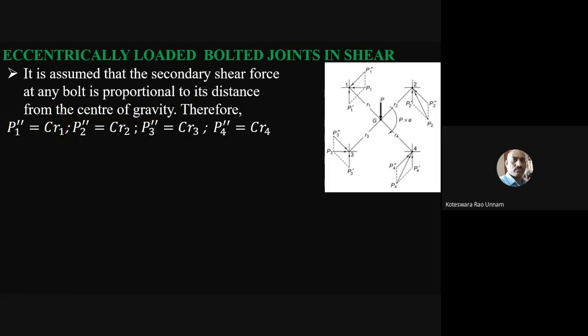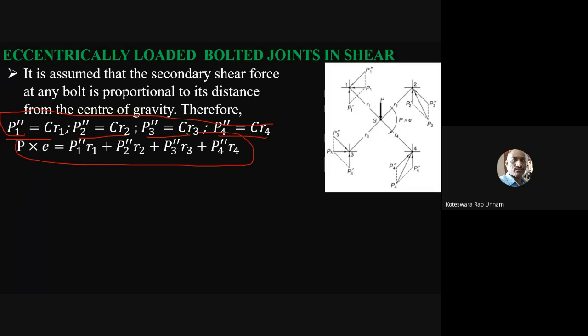So now how many equations do I have? This is one equation, second one, third one, and fourth one. Here 4 equations are there. In addition to these 4, you have the earlier equation, that is the equilibrium equation. That means I have 5 equations. But how many unknowns are there? I have 5 unknowns: P1 double dash, P2 double dash, P3 double dash, P4 double dash, 4 unknowns, plus this proportionality constant C is also unknown for us. So 5 unknowns, 5 equations. I can easily solve these equations now.